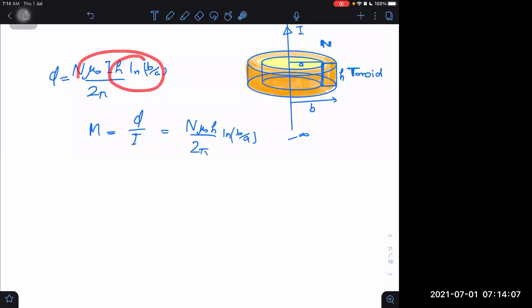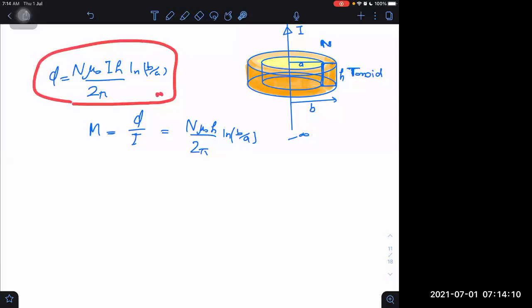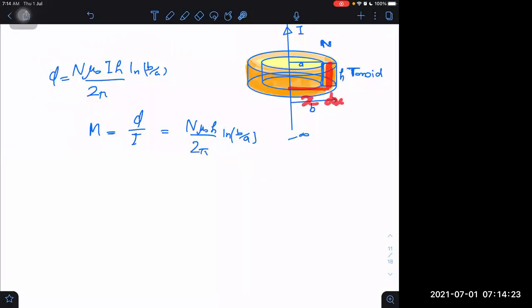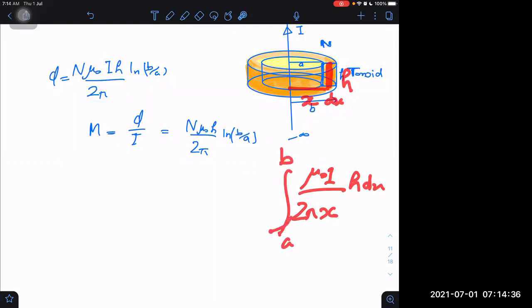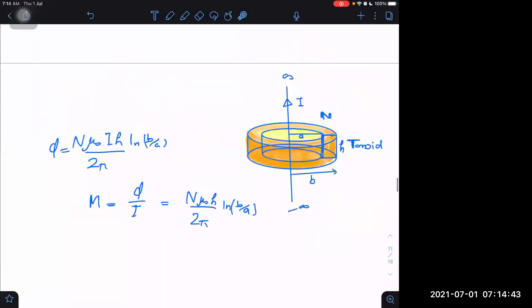But I don't remember this formula. Is it right? Are you sure it is right? Sir, as it is a rectangular cross section, it is correct only. Same way I have derived it before: it is x, it is dx, it is h, then mu naught into I divided by 2 pi x, that is the magnetic field, into h into dx, integral with limits from a to b. That only we are getting. Same only.